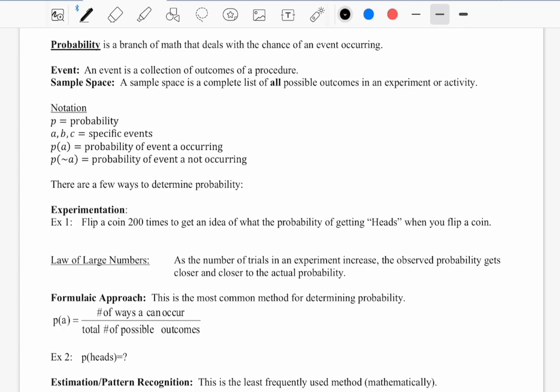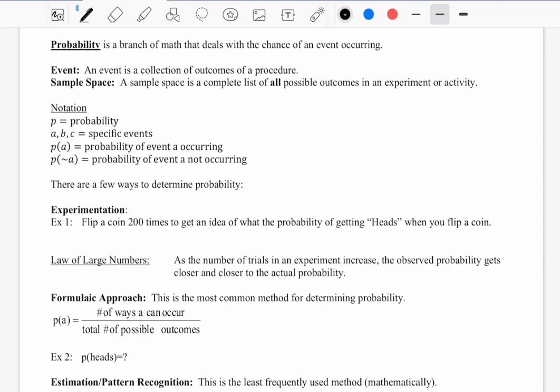So you have the basic stuff, like probability is a branch of math that deals with the chance of an event occurring. Most people intuitively know probability equals chance. So what's the chances it's going to rain tomorrow? I mean, you might say, what's the probability it's going to rain tomorrow? But probably you're going to use everyday language, like, what are the chances? But it essentially means the same thing.